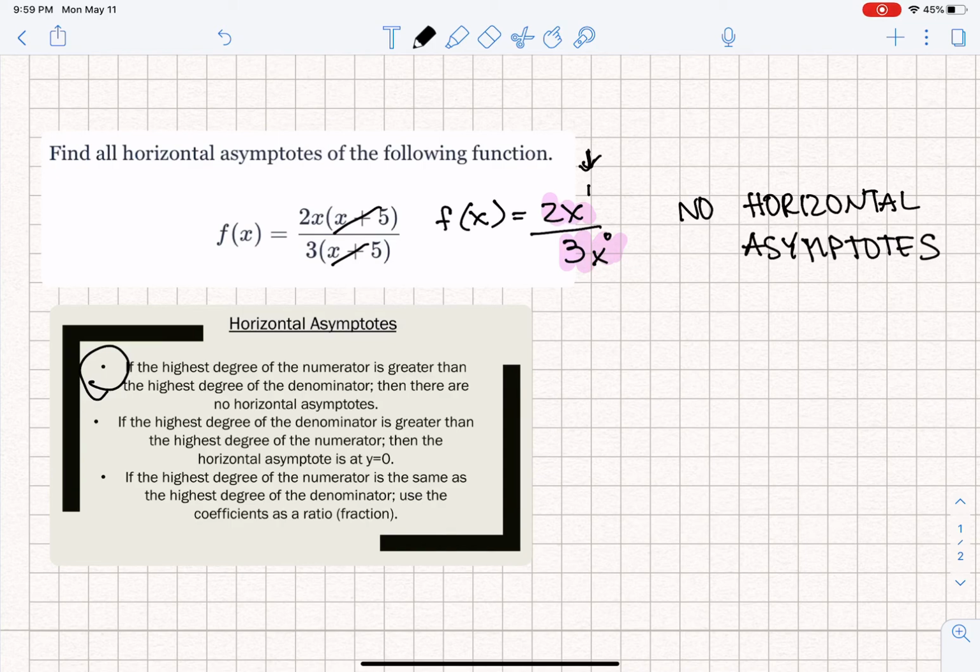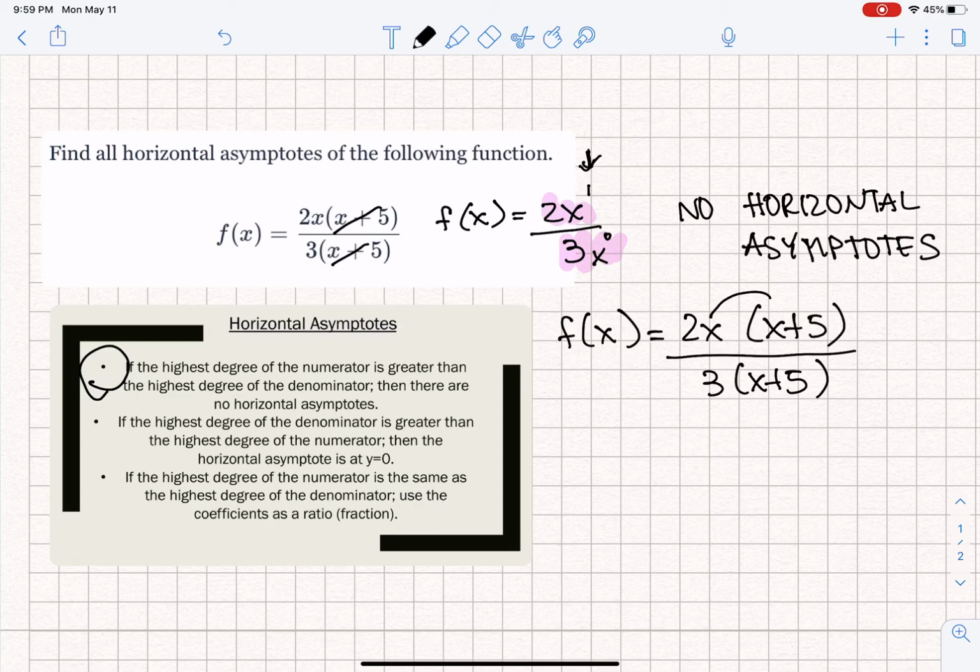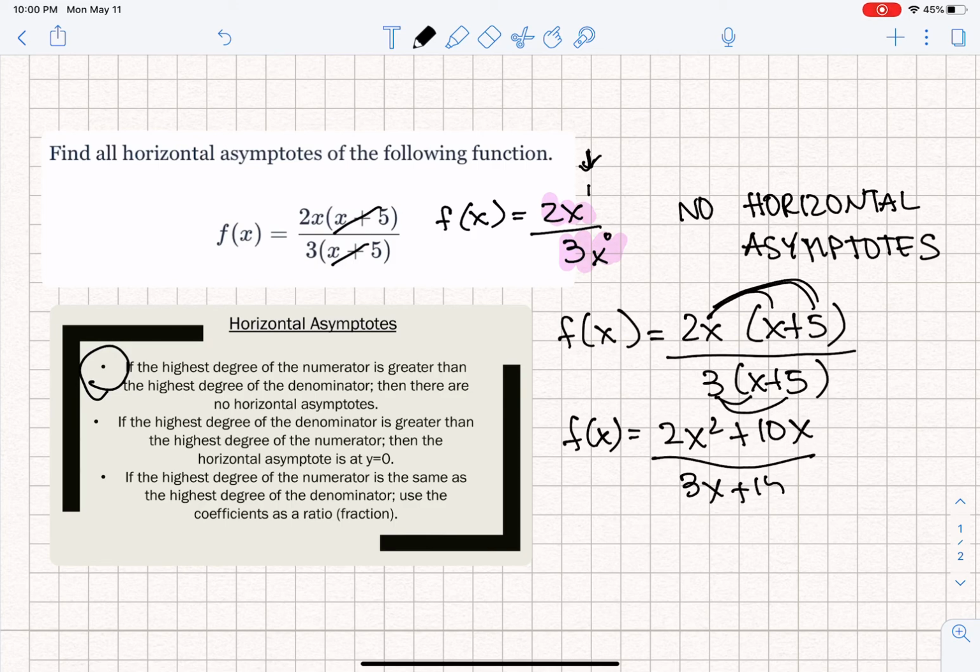All right, now let's check this one more time. Because on Delta Math, they actually tell you to multiply it out. Okay, so let's multiply it out. See if we get the same answer. Okay, let's distribute, distributive property. So now I can rewrite this function as 2x squared, then I multiply here, plus 10x. Then I do the same thing, 3 times x is 3x, and then 3 times 5 is 15, okay?